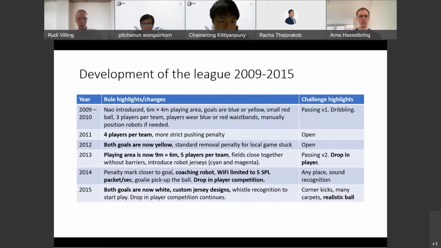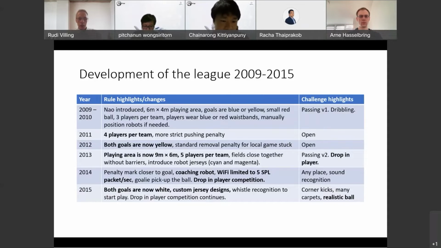2014 introduced the coaching robot. This was something that existed for a few years, but was never exploited to the extent that we would have wished, I think. And 2014 is also when the Wi-Fi was first limited to 5 standard packets per second, which is relevant as we move into the modern era.